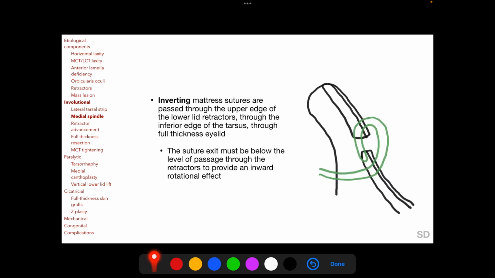Following excision of the medial spindle, inverting mattress sutures are passed through the superior edge of the lower eyelid retractors, then through the lower border of the inferior tarsus, and then through full thickness eyelid below the level of its passage through the superior edge of the lower eyelid retractor to provide an inward rotational effect. Then the ends of the mattress sutures are tied anterior to the skin.